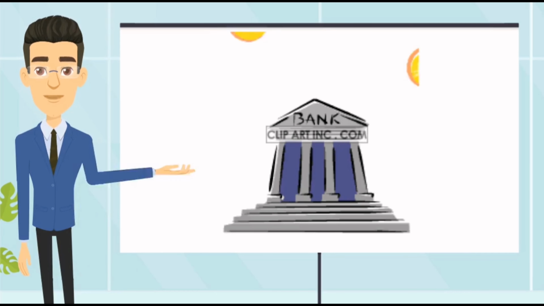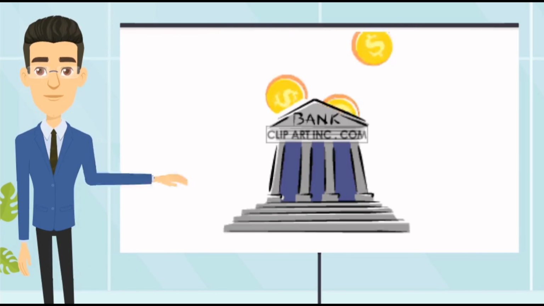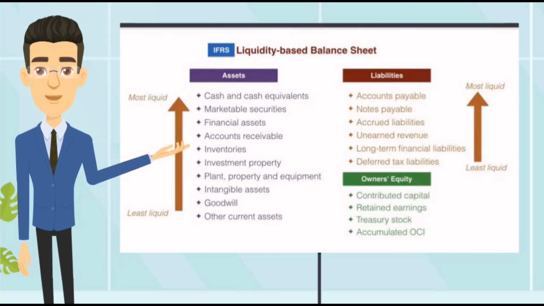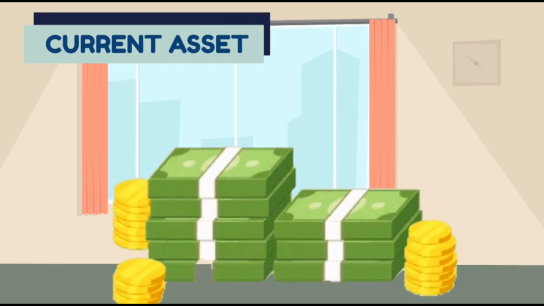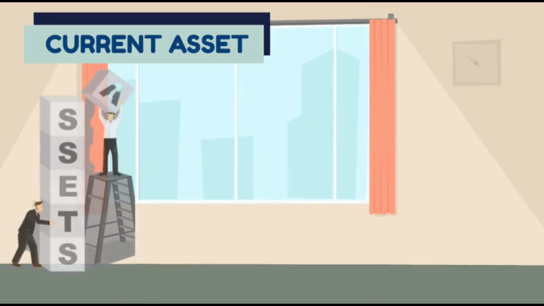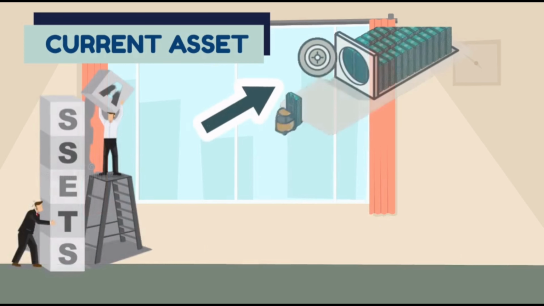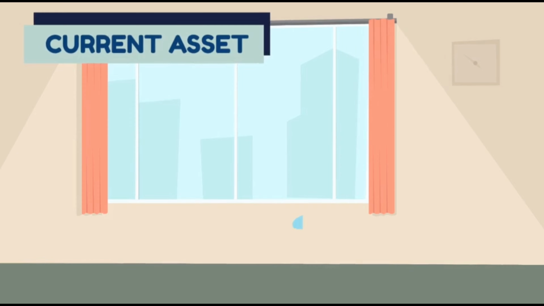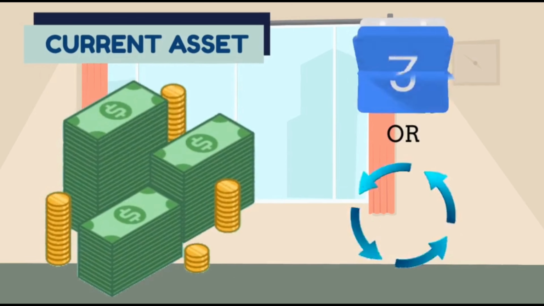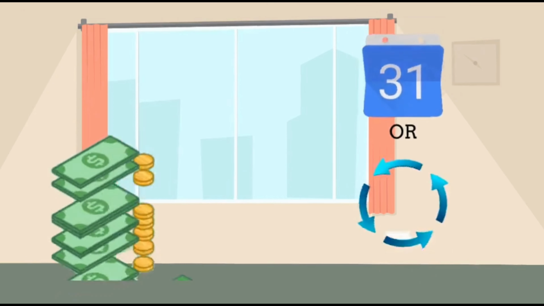However, for some entities such as financial institutions, presentation of assets in increasing or decreasing liquidity provides information that is faithfully represented and more relevant. Current assets are companies' cash or cash equivalents and all assets that are expected to be consumed, sold, or converted into cash either in 1 year or in the operating cycle of the entity, whichever is longer.